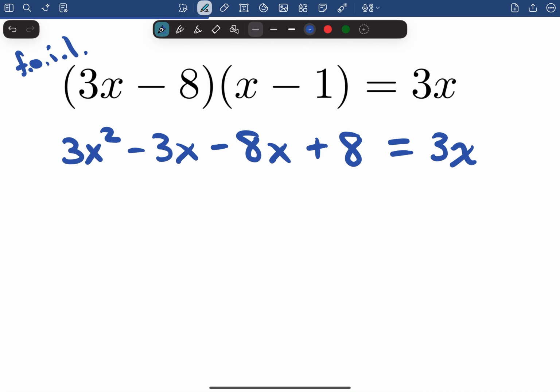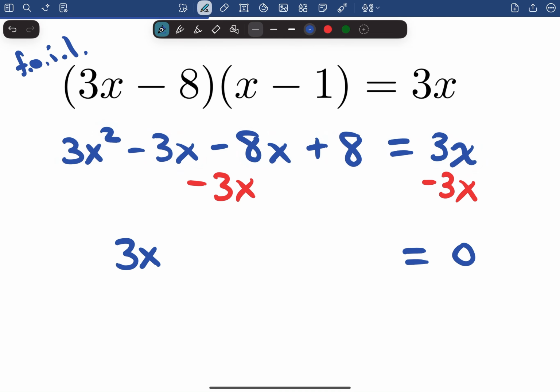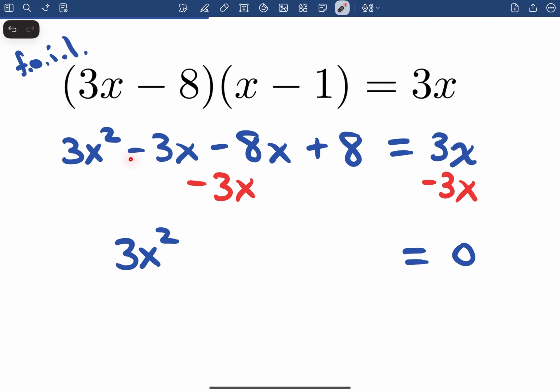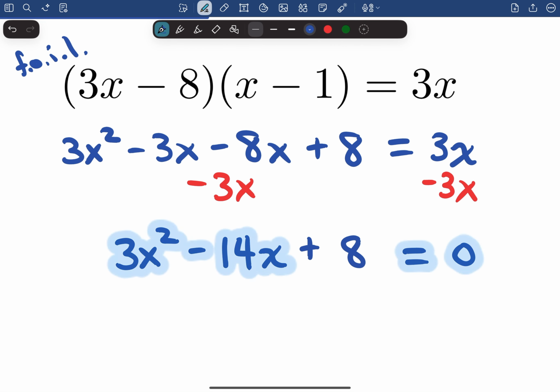3x. Well, I need to subtract 3x from right to left so that I can set the equation equal to 0. And now I'm going to combine any like terms. I've got the quadratic term, which is 3x squared. That's all. It doesn't have any like terms with it. But then I have these three linear terms that can be combined together. Negative 3x minus 8x minus 3x is a negative 14x. And then I have the constant term, positive 8. It's a constant. It doesn't have a variable with it.